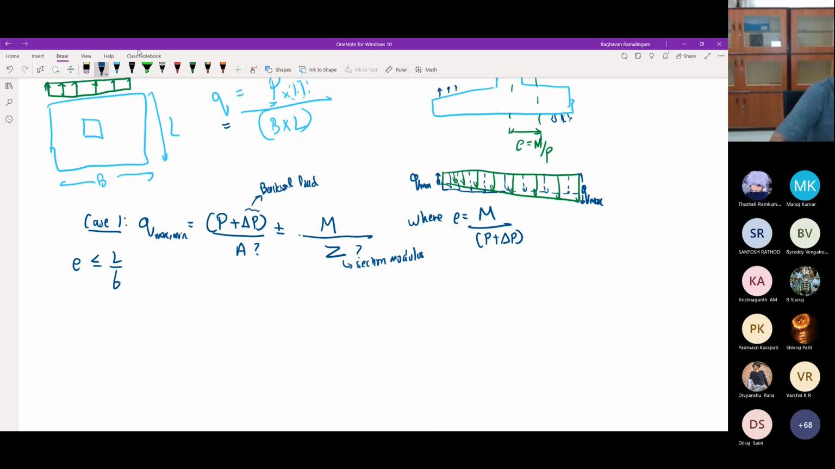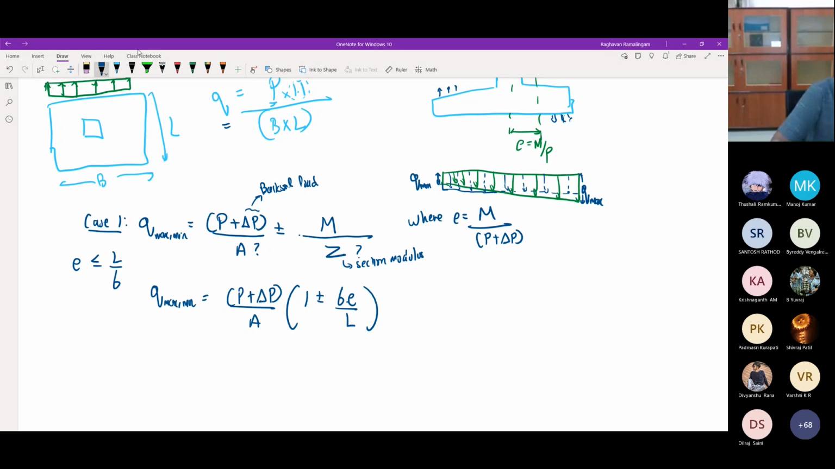then this equation itself changes its form. It becomes Q max or minimum equals P plus delta P divided by A. And of course if I write M as E into P plus delta P, then this becomes 1 plus or minus 6E by L. So you may be wondering where the 6 comes from.